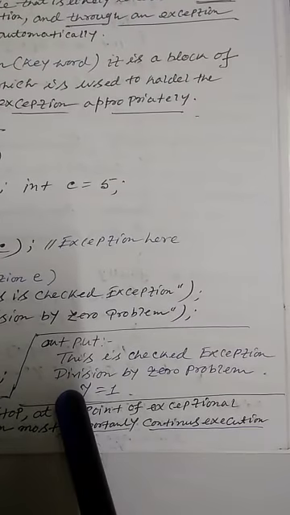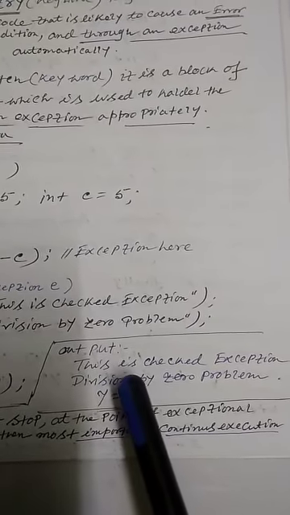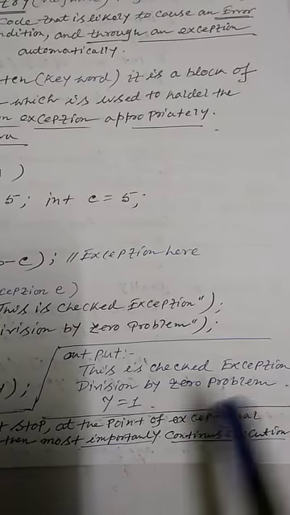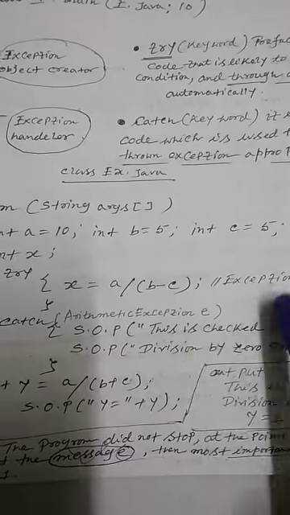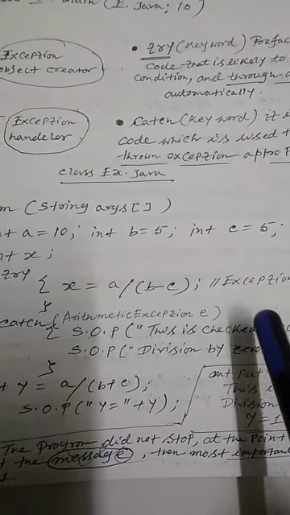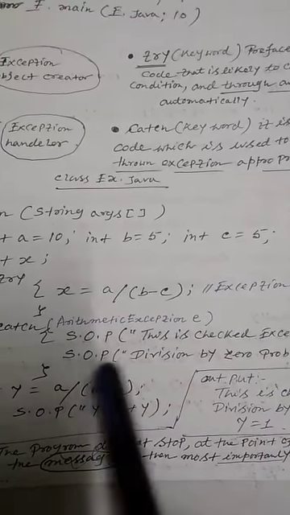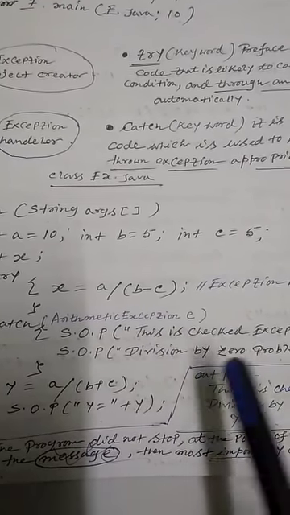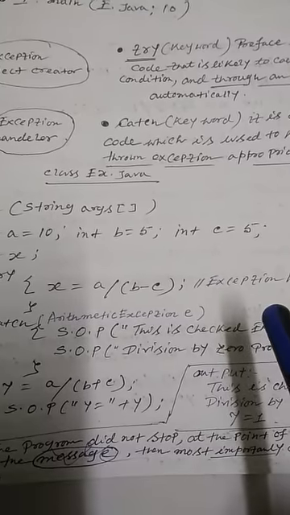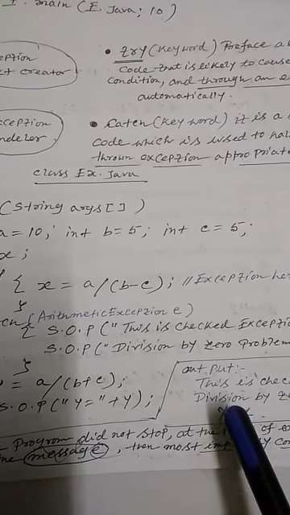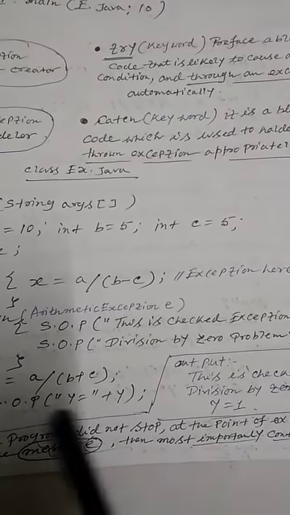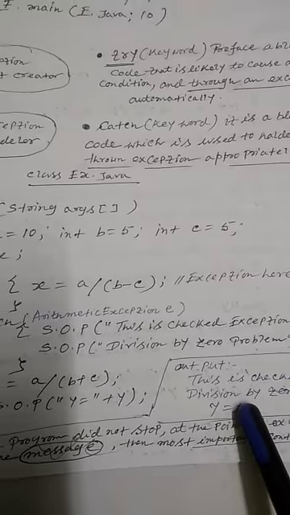So what will be the output here? The output will be: this is checked exception, division by 0 problem. So the Java runtime system will compile this perfectly, and it will continue the further execution, and the value of y will be produced.